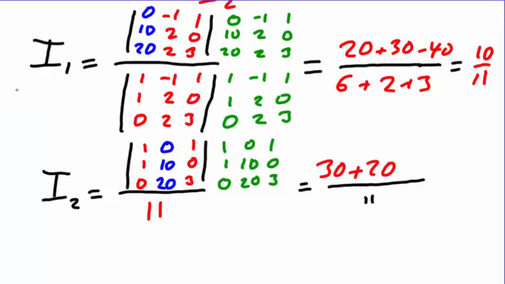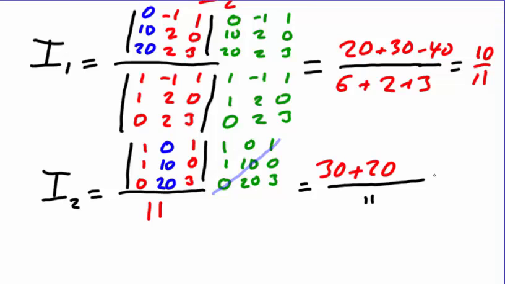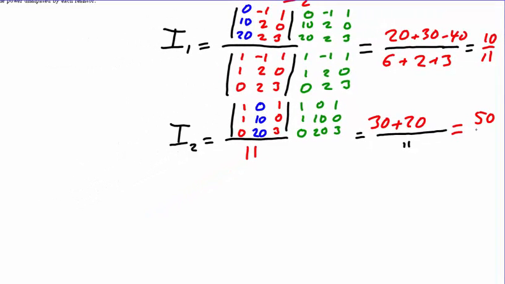Finally, we must complete the three negative diagonals. The first negative diagonal goes to 0, the second negative diagonal goes to 0, the third negative diagonal also goes to 0, and so in fact we have no calculations that are necessary in order to do the negative diagonals. Our answer is done, and our result for I2 is that I2 is 50 over 11.